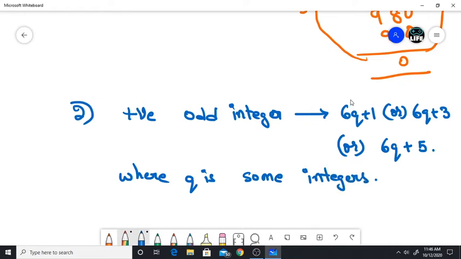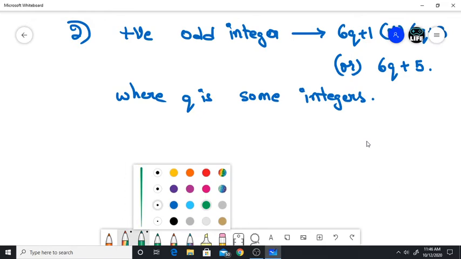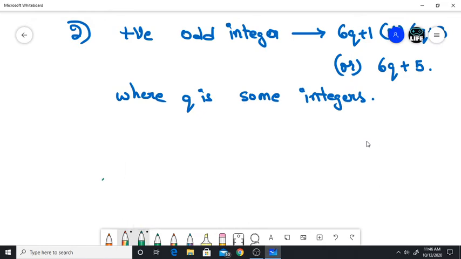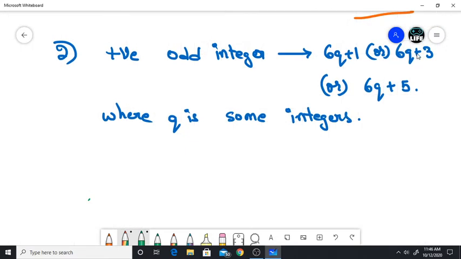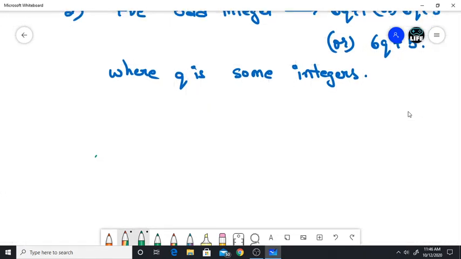If there are any background disturbances, sorry. Okay, let's do this sum. Read it again. Use Euclid's division lemma to show every positive odd integer is in the form 6q plus 1 or 6q plus 3 or 6q plus 5, where q is some integer.